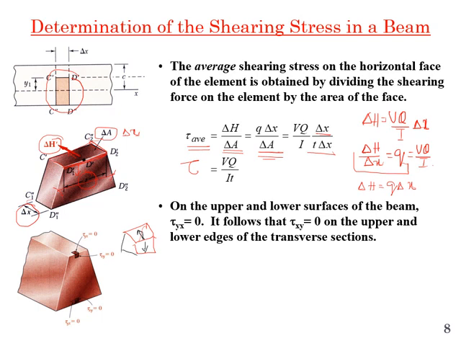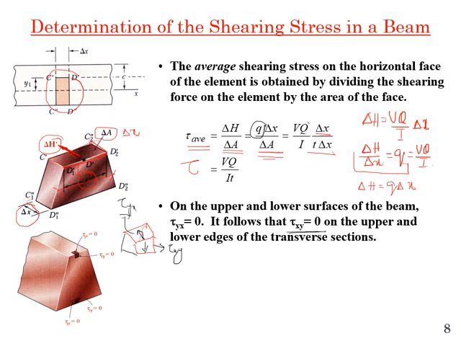And this is the element we are talking about, the small element we are taking. Now on the upper and lower surface of the beam, tau yx will be 0, so it follows that tau xy will also equal 0. So this component is tau yx, and it must be equal to tau xy. In the top and bottom surface of the beam, this component will be 0. Why? Because over there the shear flow is 0.